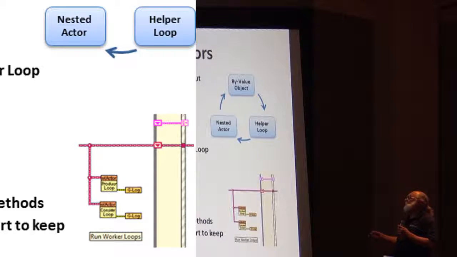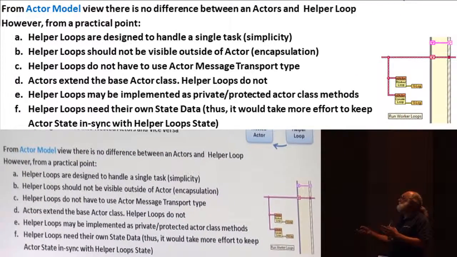The problem with spawning helper loops is that you're splitting your data bus, your state of the actor, into several segments, and they tend to get out of sync. So when you do helper loops, make sure that you keep your actor state in sync all the time. Otherwise, it can get really confusing. So that's extra effort you pay for having helper loops.